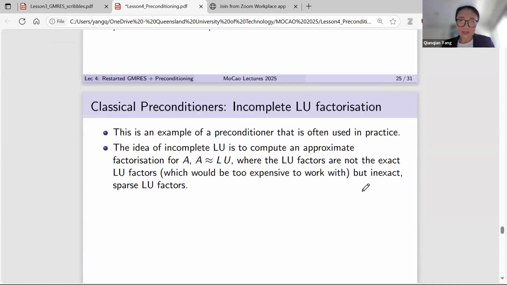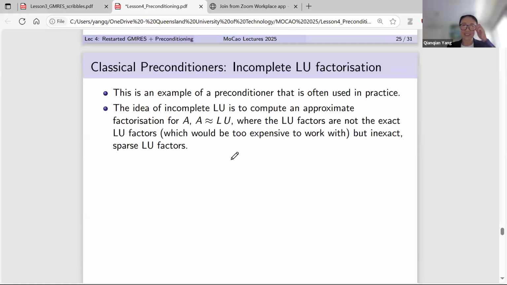Okay. So next example is incomplete LU factorization. Incomplete LU made the idea of preconditioning famous in the 1970s, and it's quite often used in practice. The idea of incomplete LU is to compute an approximate factorization for A. So L and U are not the exact LU factors, but inexact and sparse LU factors. If I can afford to form the exact LU, then my problem is solved, right? The problem is that I can't afford to do that. That's why we need preconditioners.